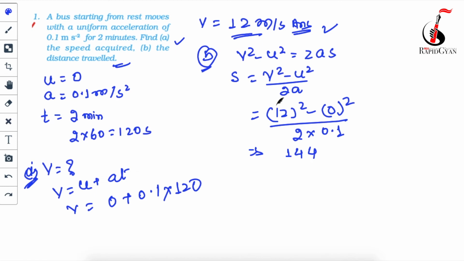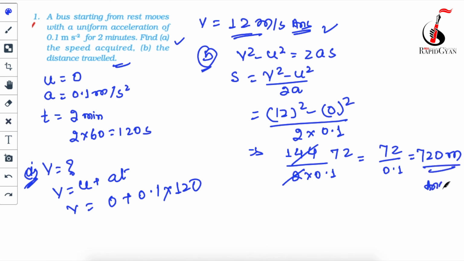So this is 144. 12 times 12 is 144, correct? Divided by 2 times 0.1. So this is 72 upon 0.1. So 72 upon 0.1 will be equal to 720 meters. So that's your answer. Hope it's clear, guys. Let's go to the next question.